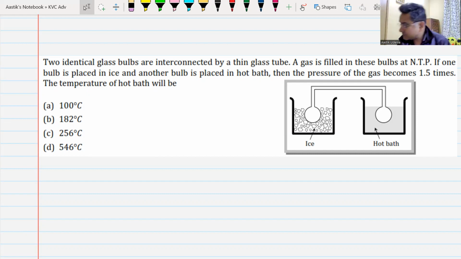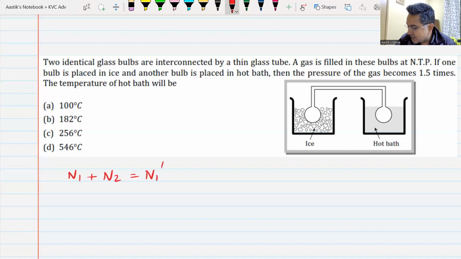Whenever such a question comes, think about the number of moles. The number of moles of the gas cannot change. The gas is only getting transferred from one place to another, and the number of moles remains constant. So N1 plus N2 will be equal to N1 dash plus N2 dash. Do we understand this? Both the volumes are the same.